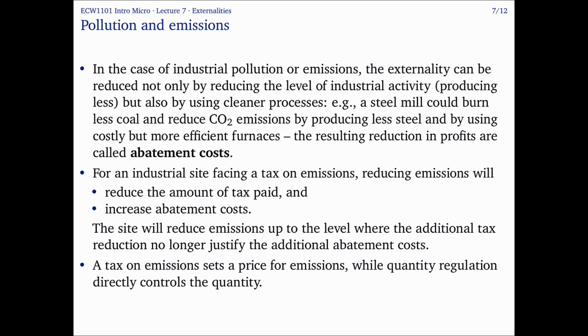So how much will they reduce their emissions by? To the point where the additional savings in emissions tax are exactly equal to the marginal abatement costs. Right? So as always, the trade-off is between these two. When there is a trade-off between these two forces, you continue doing the thing up to the point where the additional benefit from doing this thing, in this case, reducing emissions, is completely offset by the additional cost of doing this thing, in this case, the abatement costs of reducing emissions.